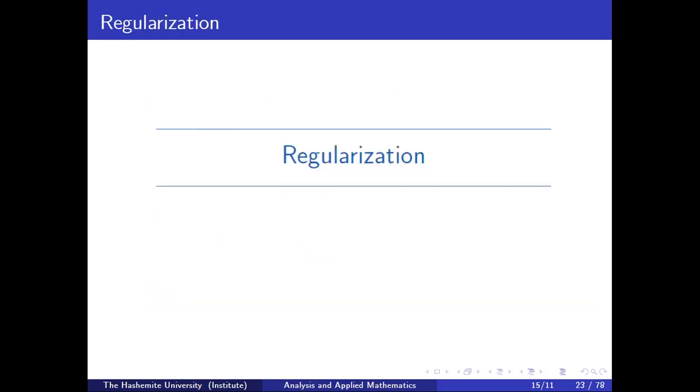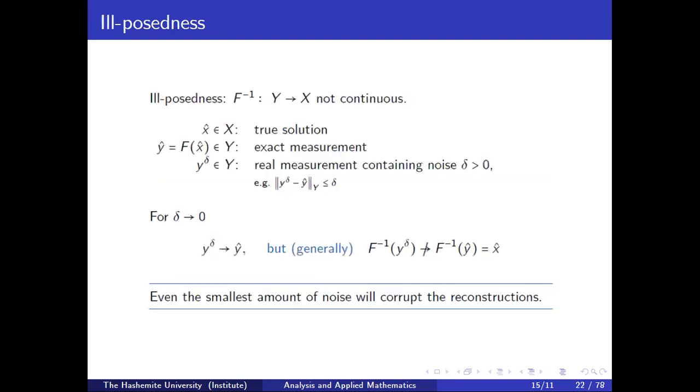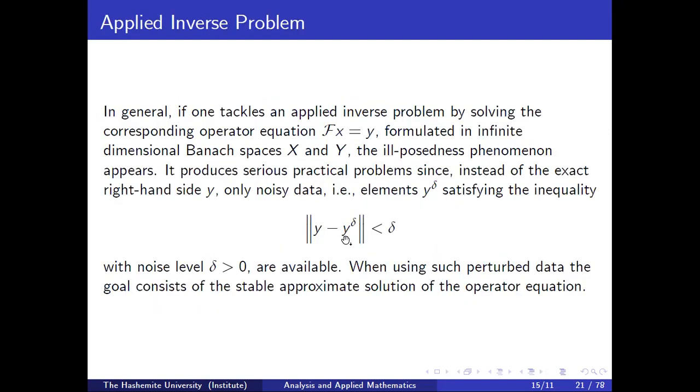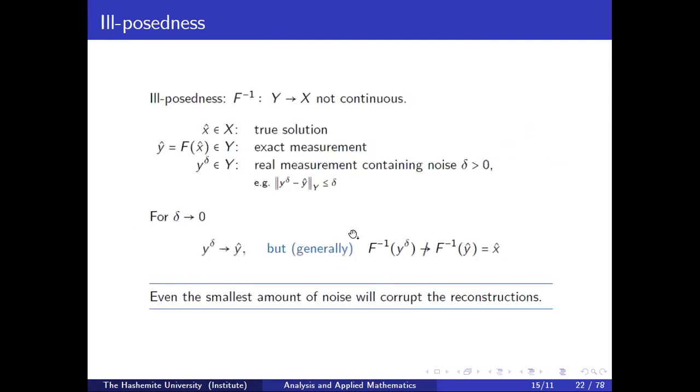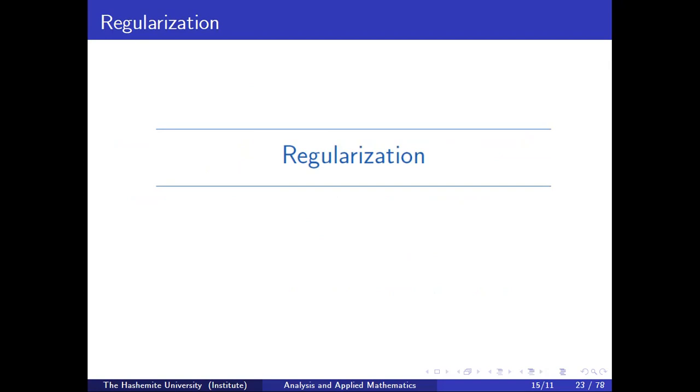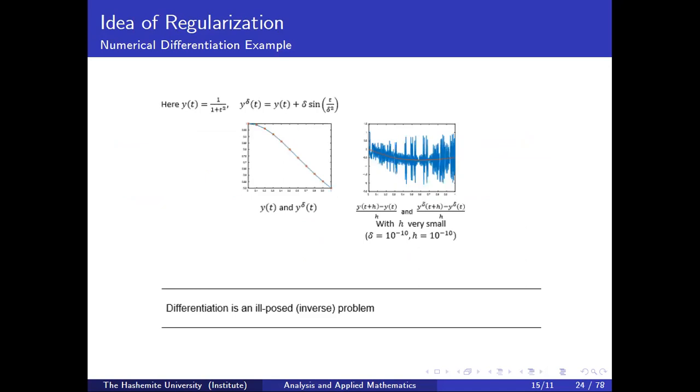So how do we overcome this? A small change in the measurement data will lead to a huge change in the solution. So we cannot use the well-known techniques, because when using them, we have to deal with y delta, and this is not y, so a small change in y will lead to a huge change in the solution. So this is the problem here. The idea is using regularization.